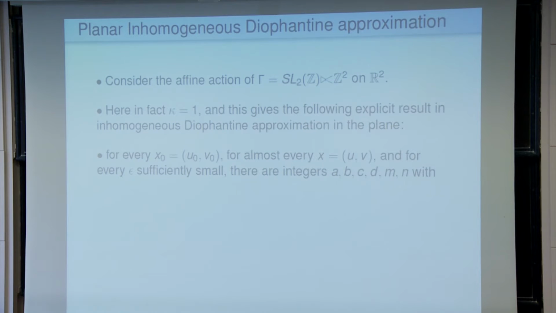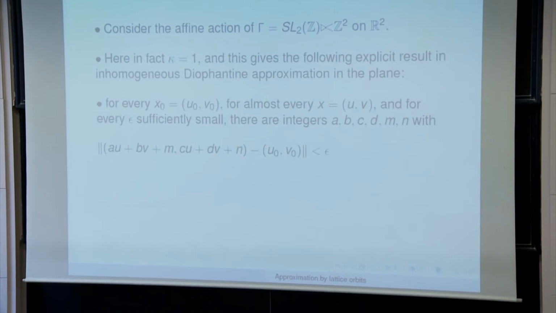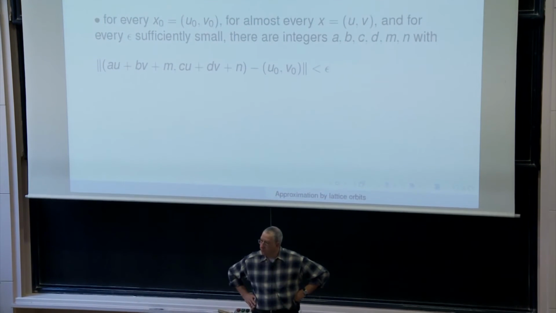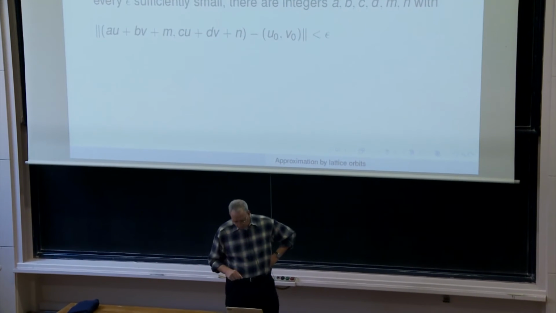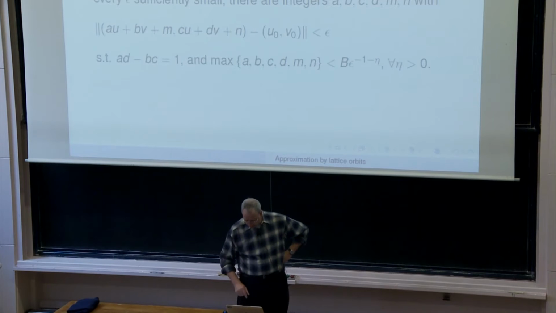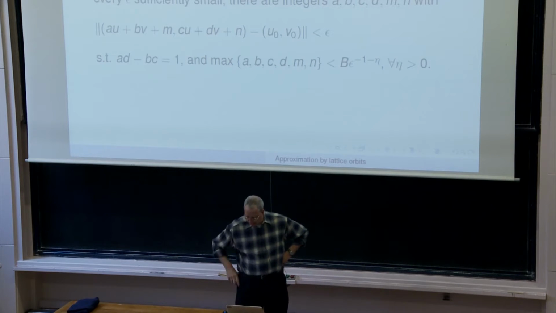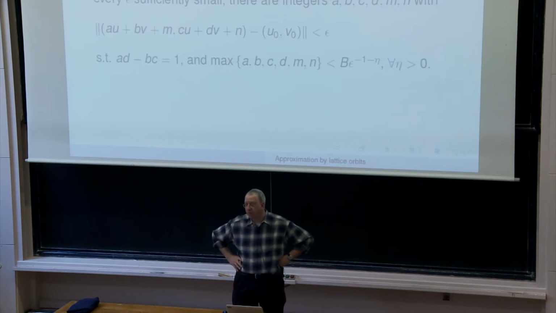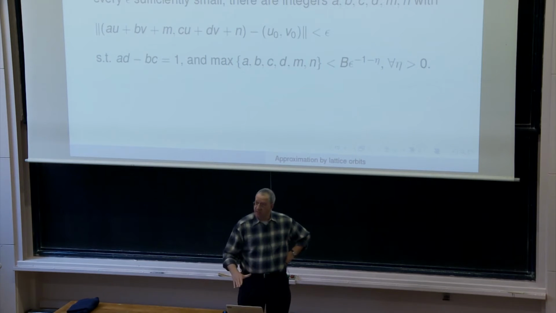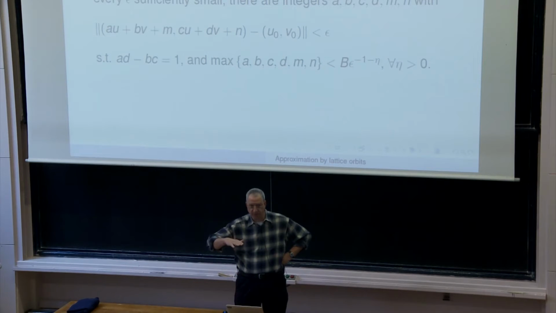This means that for every x naught in the plane, and for almost every x in the plane, and for every epsilon sufficiently small, you can find integers a, b, c, d, m, and n, such that if you consider au plus bv plus m, comma, cu plus dv plus n, minus the original vector u naught, v naught, then you have norm less than epsilon, and subject to the condition that the determinant ad minus bc is 1, so you have a matrix in SL2Z, and the maximum of these 6 integers is bounded by epsilon to the minus 1. Of course, there is this nicety with eta, but that's a feature of our definition.